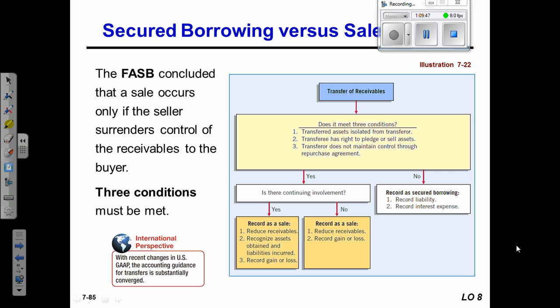The transferee has the right to pledge or sell the assets, right? So the people who bought them, they're theirs. They can sell them now. They can pledge them for loans. The transferor does not maintain control through a repurchase agreement. You don't have the right to rebuy them.